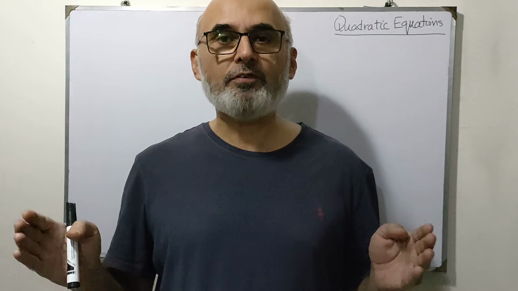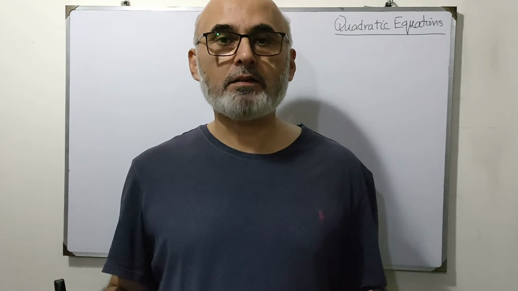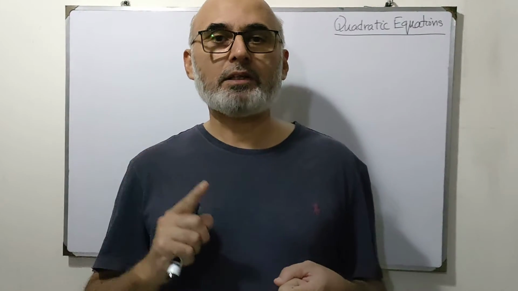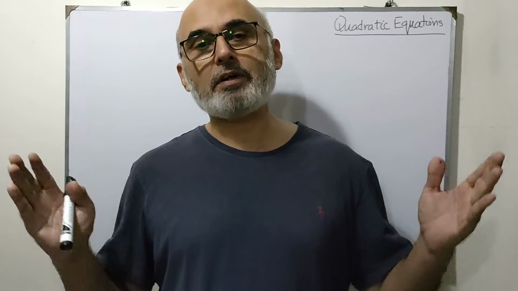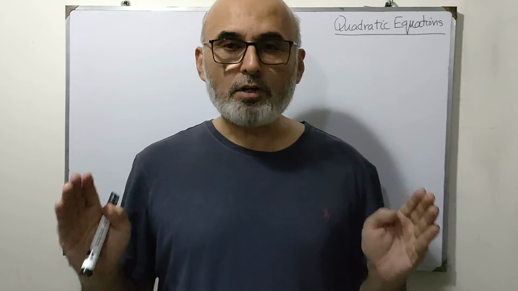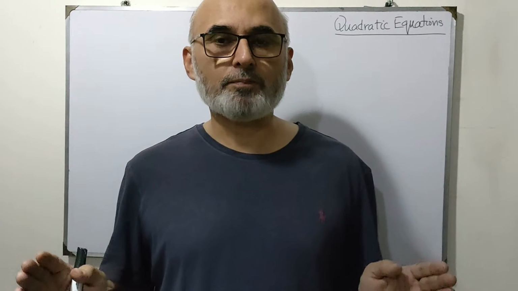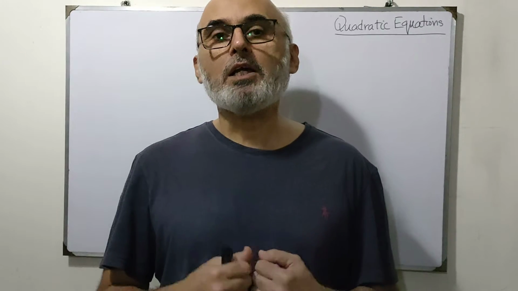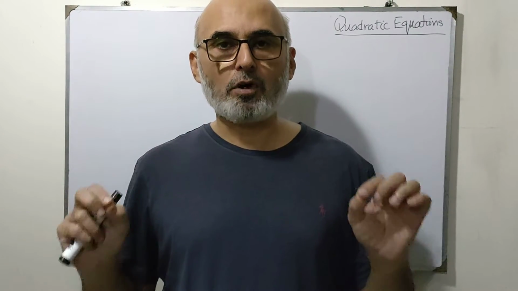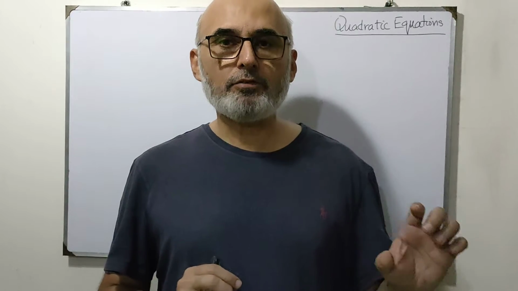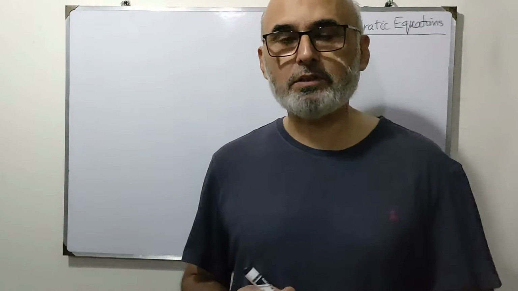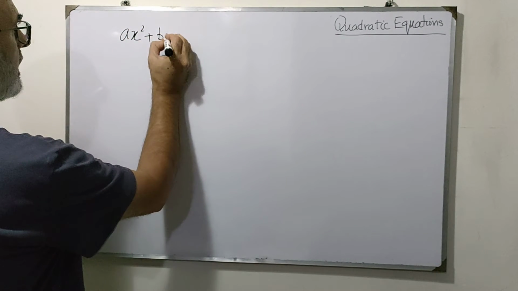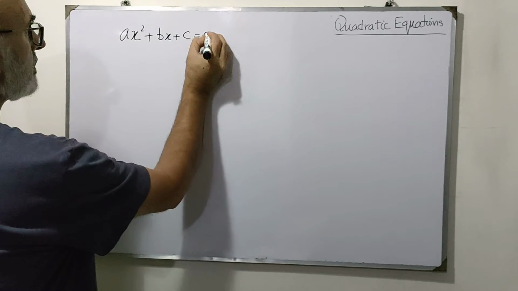Now, if we have a quadratic equation and we can factorize using either the middle term breaking method, an identity, or by completing the square, fine. But if we are not able to factorize the quadratic equation, then we need the quadratic formula to get the roots or the solution. So let's derive the quadratic formula, and for that we need the general form of the quadratic equation, which is ax square plus bx plus c is equal to 0.